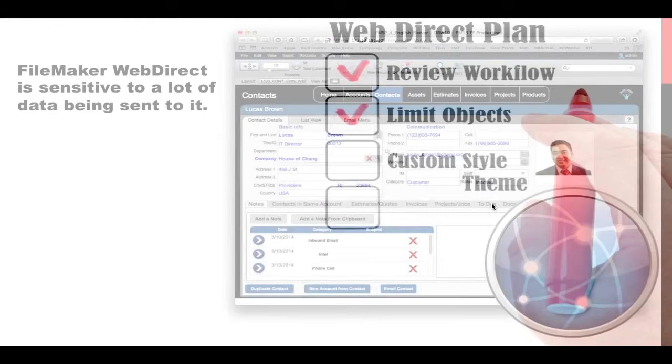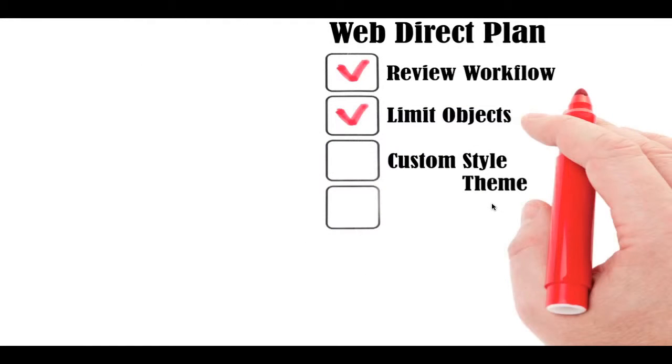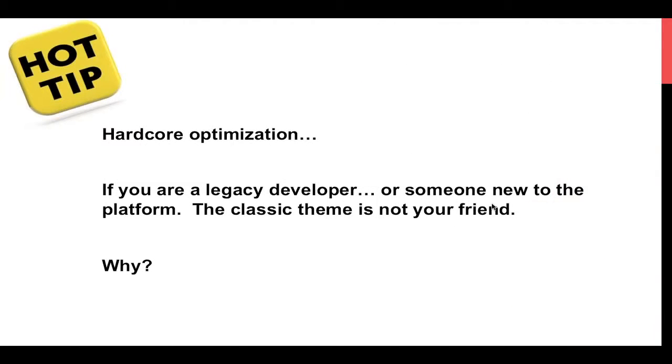So, overview of what our plan is. We started basic, high altitude, reviewing workflow. We're limiting our objects. Now we get into custom themes and shared styles. And this is really where the rubber meets the road, as we say. Hardcore optimization. If you're a legacy developer or someone new to the platform, the classic theme is not your friend, okay? And this is where I want to get into things.